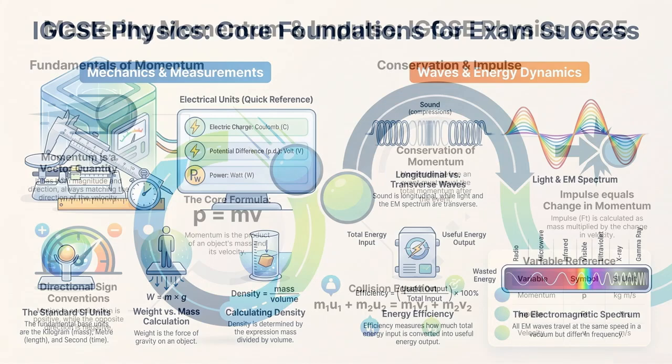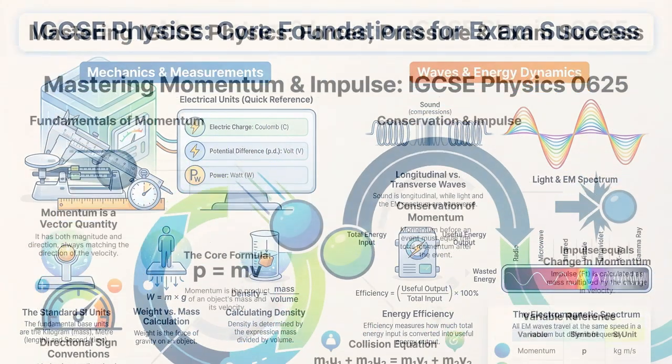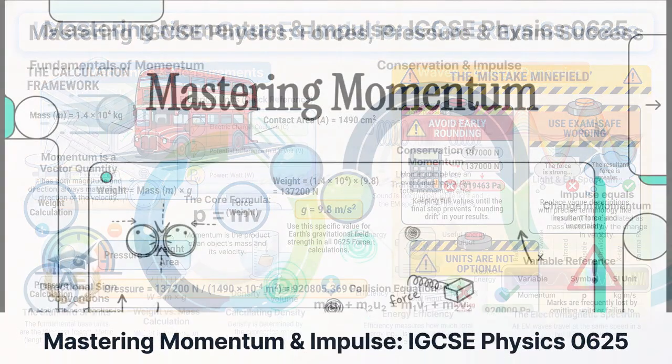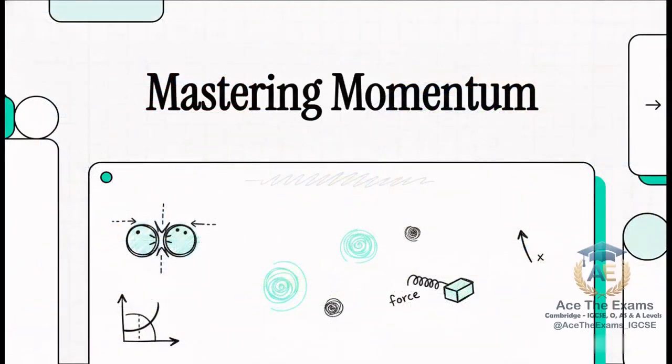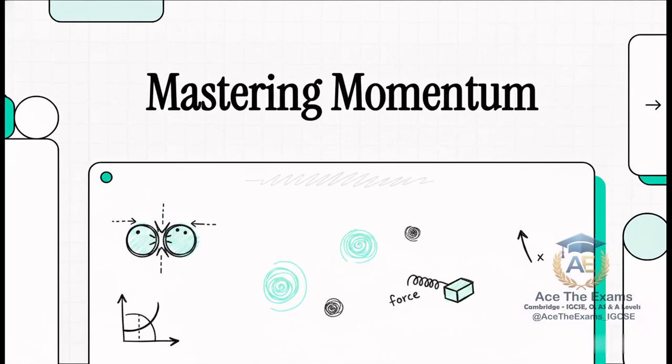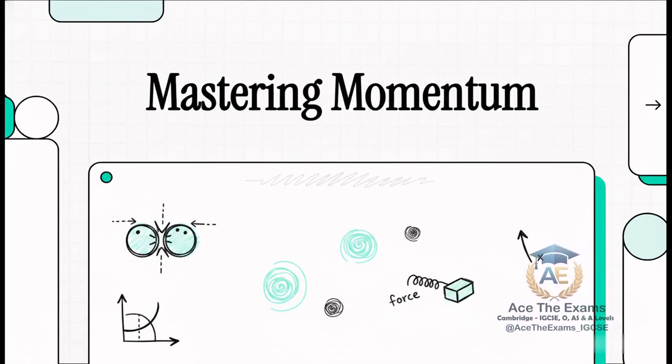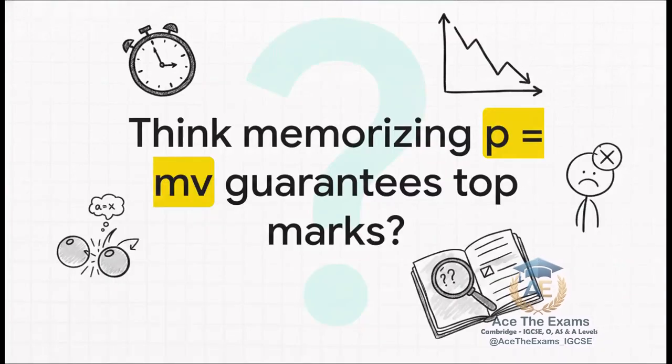So, you think just memorizing P equals mv is enough to secure those top grades in your Cambridge IGCSE physics exam? Think again. Welcome to The Explainer. Today, we're completely dismantling that myth. We're going to look closely at momentum, impulse, and how the highest-scoring students actually approach these exact questions to guarantee top marks. Listen, this is the exact painful mistake that thousands of learners make every single year.